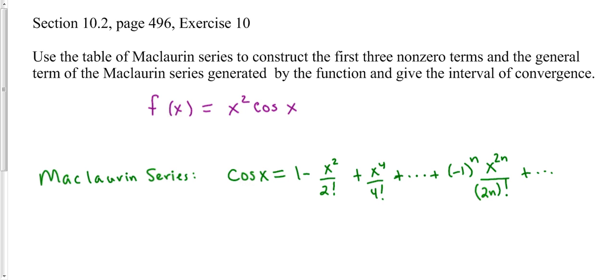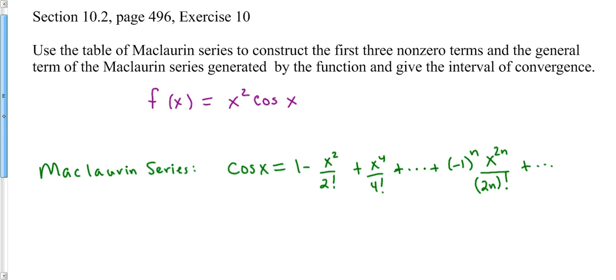Cosine x is equal to 1 minus x squared over 2 factorial plus x to the fourth over 4 factorial plus dot dot dot, the general term, which is negative 1 to the n, times x to the 2n divided by 2n factorial, and then the series just continues. So we could probably just take this Maclaurin series and multiply it by x squared.